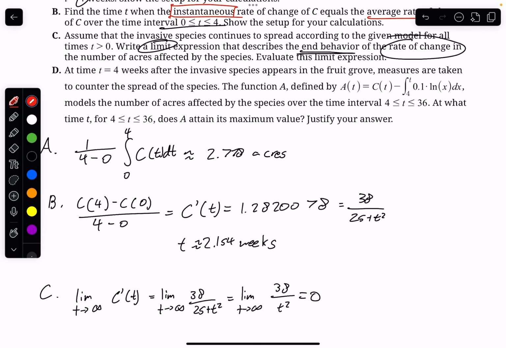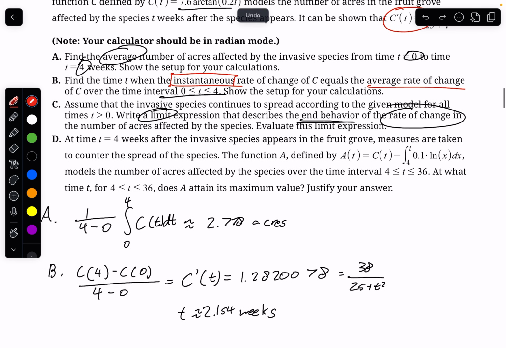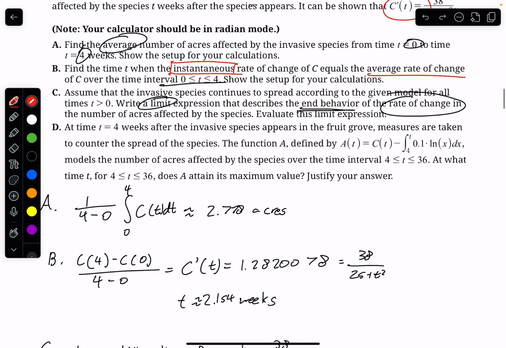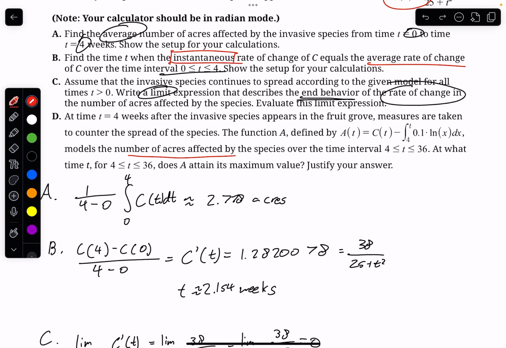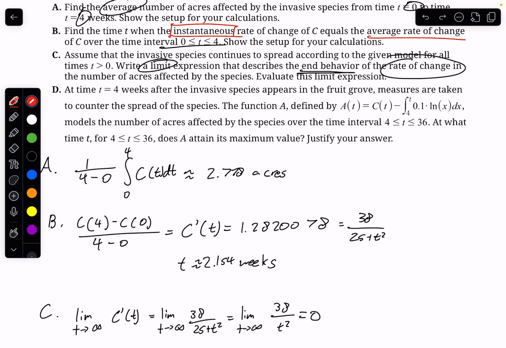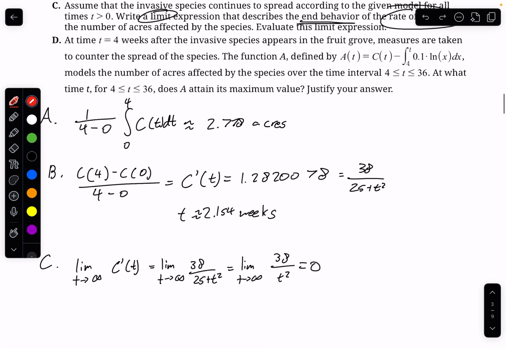Finally, part D, arguably the hardest. But at time t equals 4, after the invasive species appears in the fruit grove, measures are taken to counter the spread of the species. The function A, defined by A of t, is equal to C of t minus the integral from 4 to t of 0.1 times ln of x dx, models the number of acres affected by the species over the time interval 4 is less than or equal to t, which is less than or equal to 36. At what time t for this interval does A attain its maximum value?